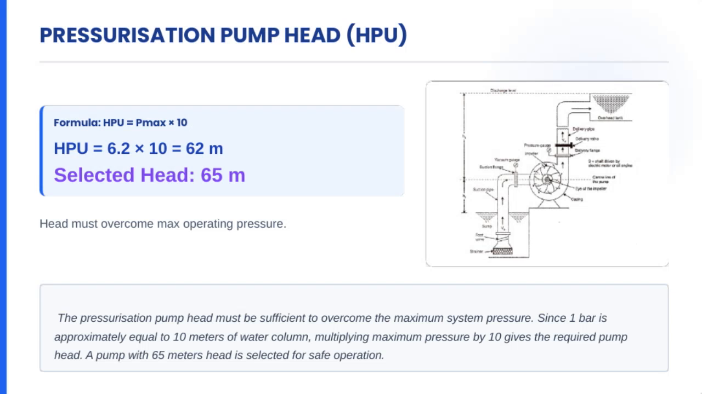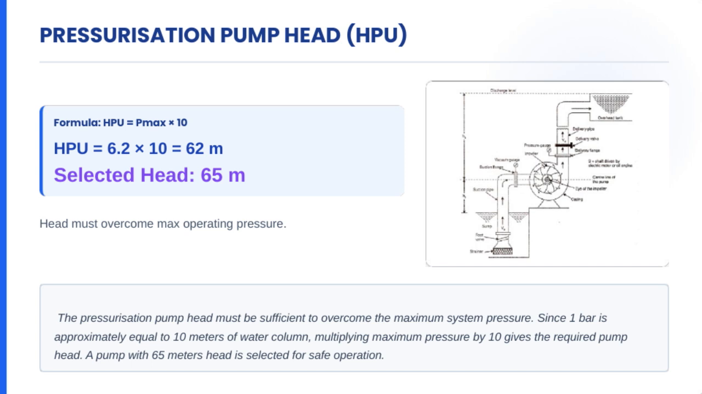Now let's look at the pressurization pump head, or HPU. We've selected a head of 65 meters for this system. To clarify, the calculation here is based on the maximum pressure the system will experience. We use the formula HPU equals Pmax times 10, which helps us determine the necessary pump head. Since we know that approximately 1 bar of pressure equals 10 meters of water column, multiplying the maximum pressure in bars by 10 gives us the required head in meters.